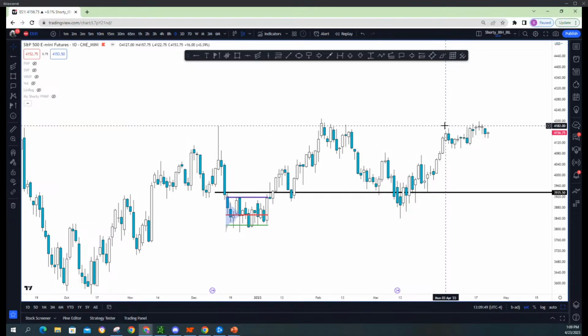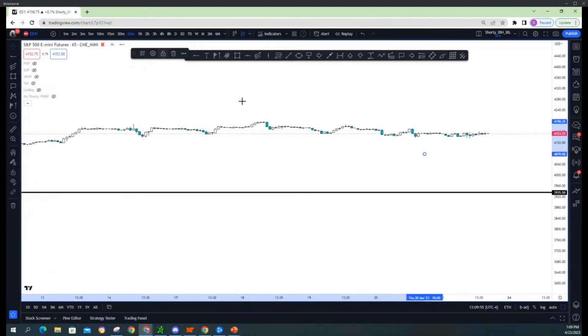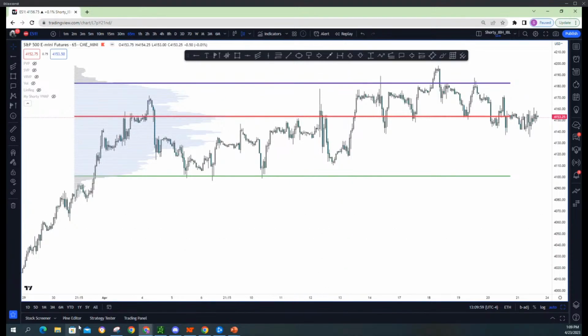I'm looking at this on a daily consolidation. We've been consolidating 20 days. I'm just going inside of it to zoom in with a microscope of 65 minutes. I'm looking at the daily consolidation on 65 minutes.